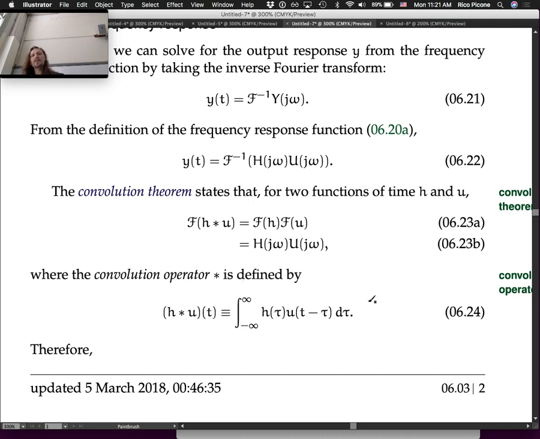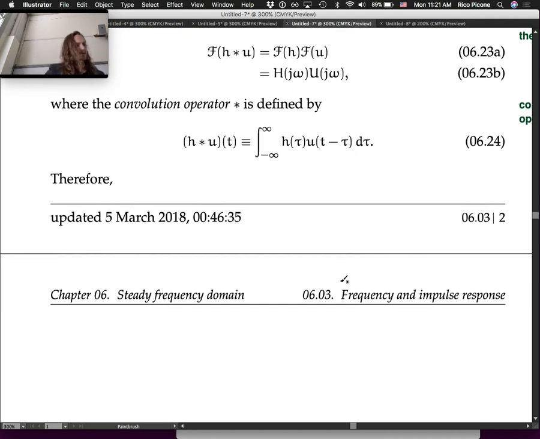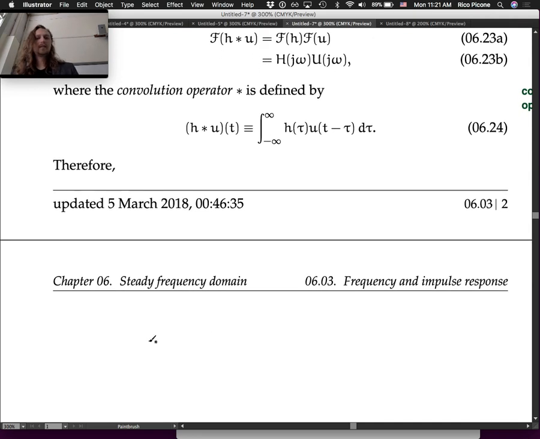So that's convenient because we get h u showing up right here, right? h u in our solution. And so, therefore, our y of t, which is what we're after here, is just equal to, of course, I'll rewrite this. So it's the inverse Fourier transform of h of j omega u of j omega.